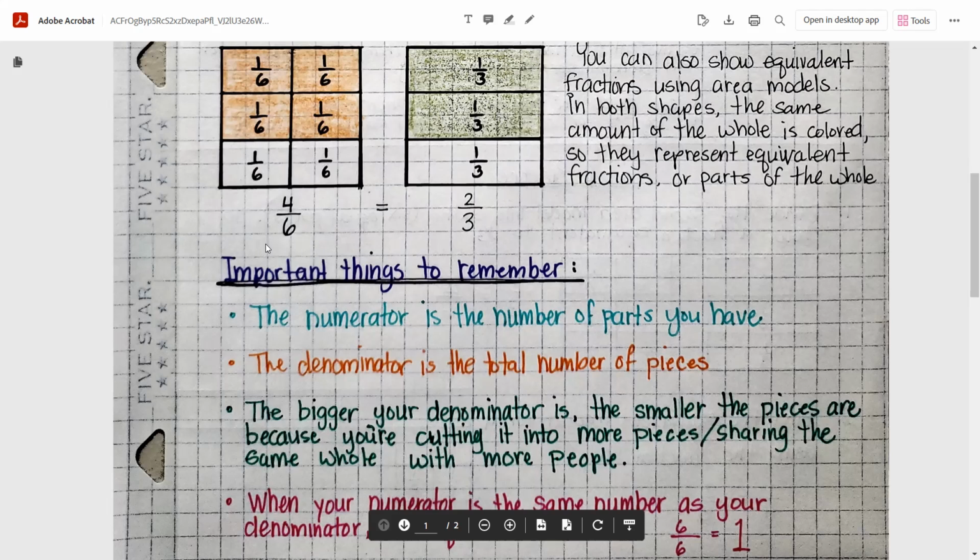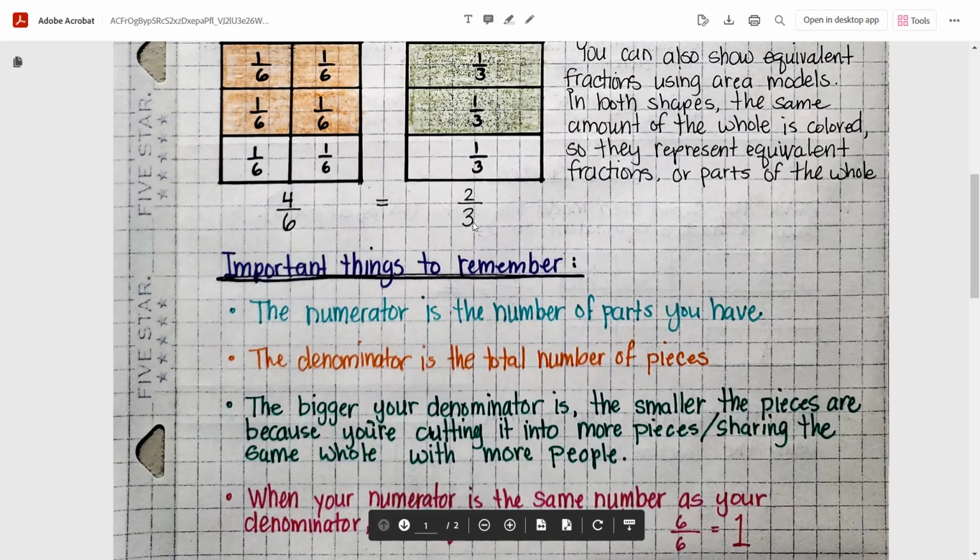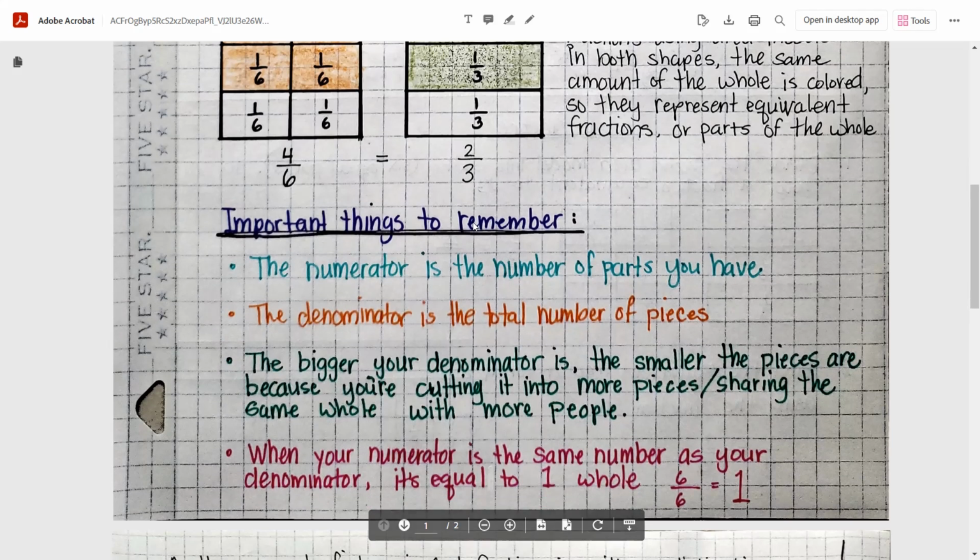The bigger your denominator is, the smaller your pieces are. The smaller your denominator is, the bigger your pieces are, because that means you're sharing with fewer people or you're cutting into smaller pieces.